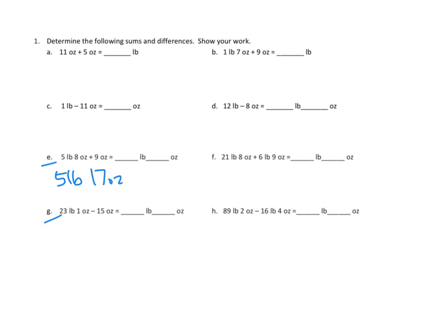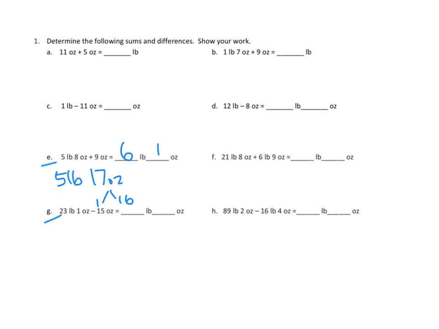But you know what? I'm noticing something about 17 ounces, right? 17 ounces is more than a pound. 16 ounces would be a pound, and then we've got one other ounce, right? So let's take those 16 ounces, make a pound, combine it with that pound, and we'll end up with 6 pounds, and we only have 1 ounce left over.